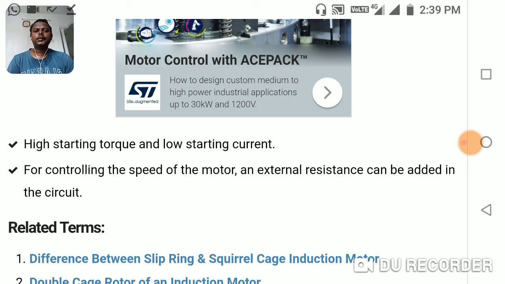I hope you can understand the construction details of the three-phase induction motor and what the contents are in the motor.